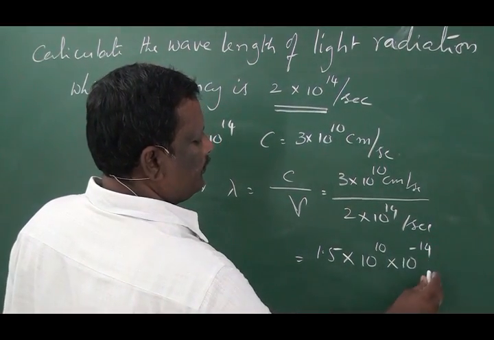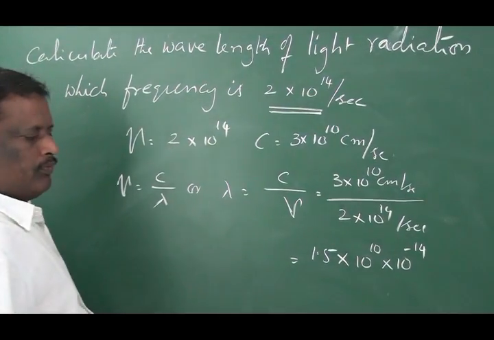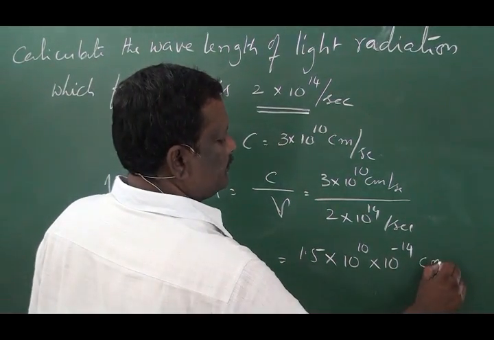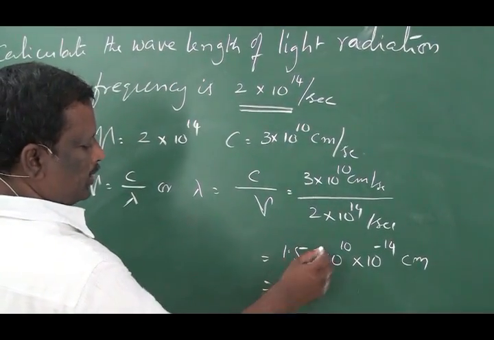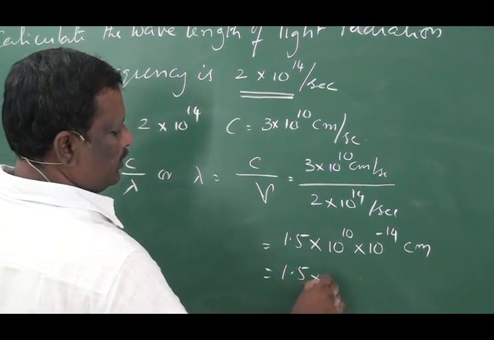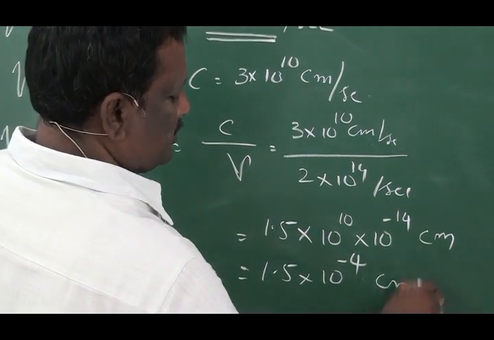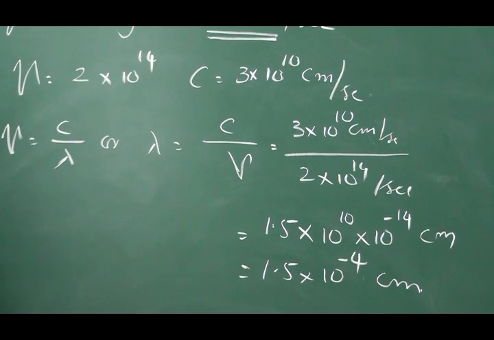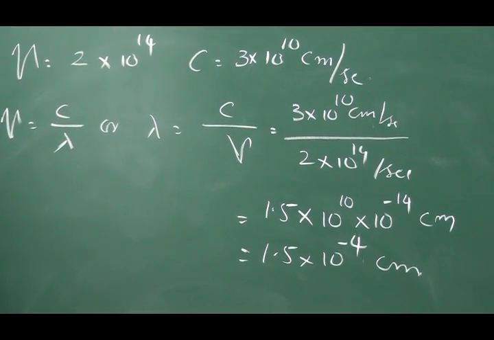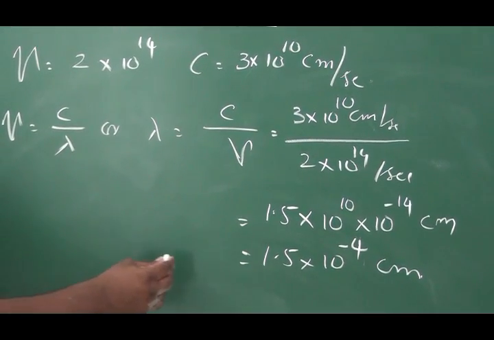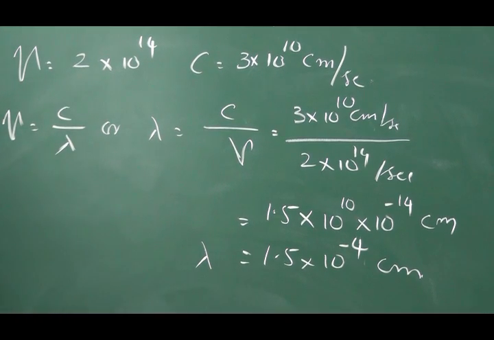Minus 4 centimeters. So it can be written as 1.5 into 10 to the power minus 4 centimeters. So here we have lambda in centimeters.